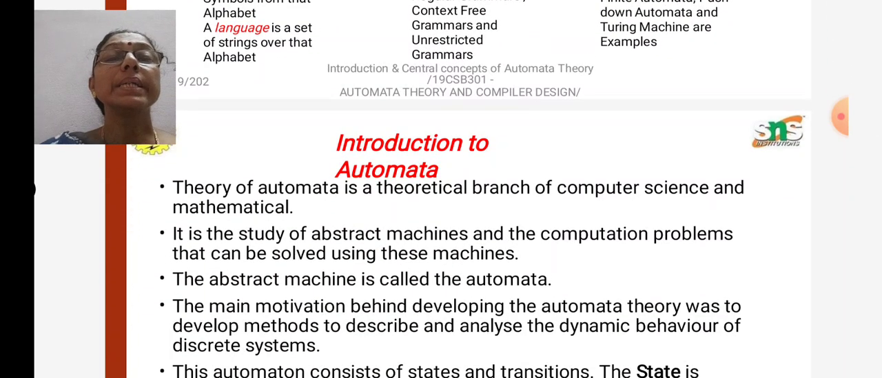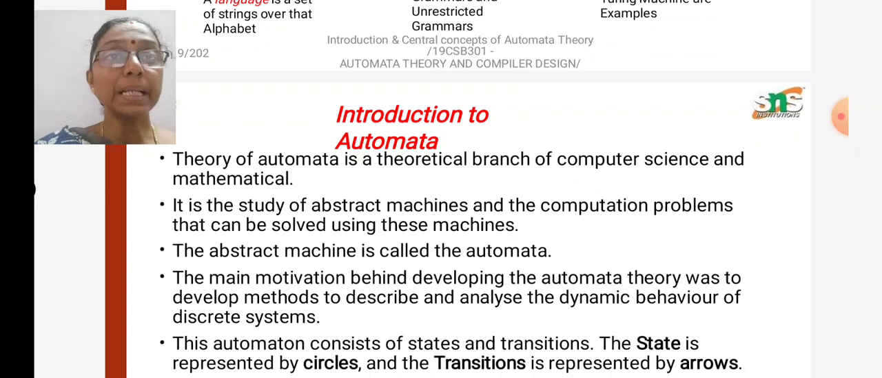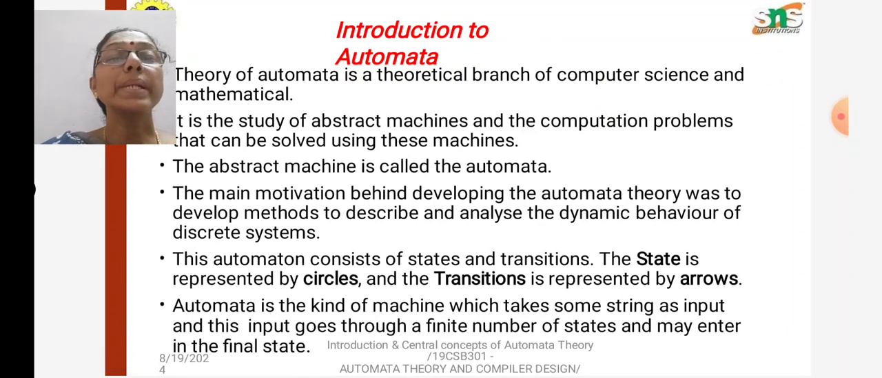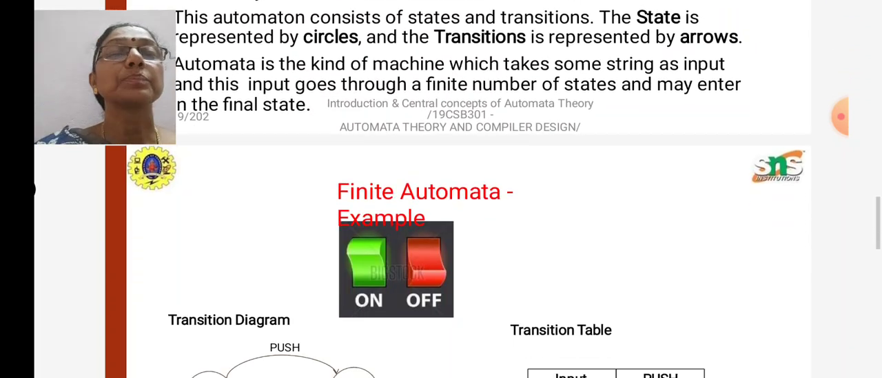So the theory of automata is a theoretical branch of computer science and mathematics. It is the study of abstract machines. The abstract machine is called an automaton. The automaton consists of states and transitions. The state is represented by circles and the transition is represented by arrows. So the automata is a kind of machine which takes some string as an input, and this input goes through a finite number of states and may end in a final state.